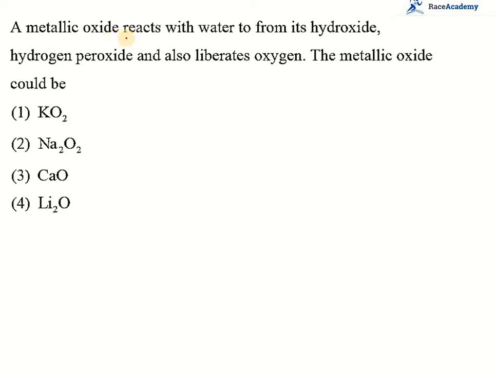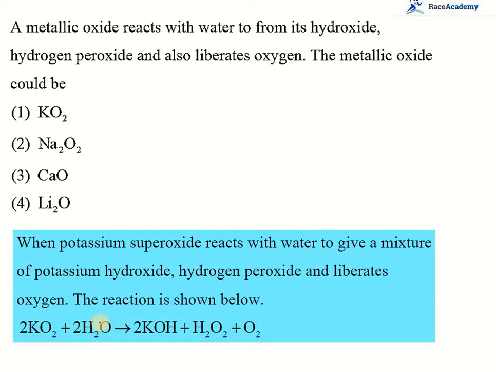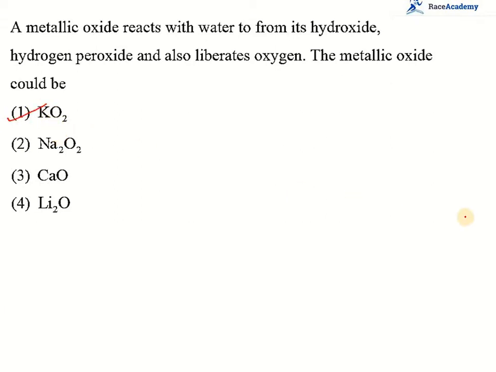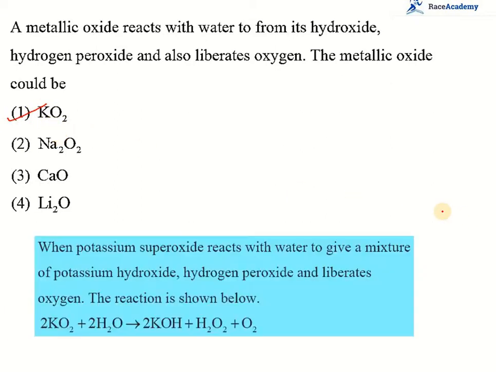The metallic oxide reacts with water to form its hydroxide, and hydrogen peroxide, and also liberates oxygen. The metallic oxide gives hydroxide, hydrogen peroxide and liberates oxygen. The one which is a superoxide, namely potassium superoxide, gives potassium hydroxide, hydrogen peroxide and oxygen. So the first option is the right option for this question.